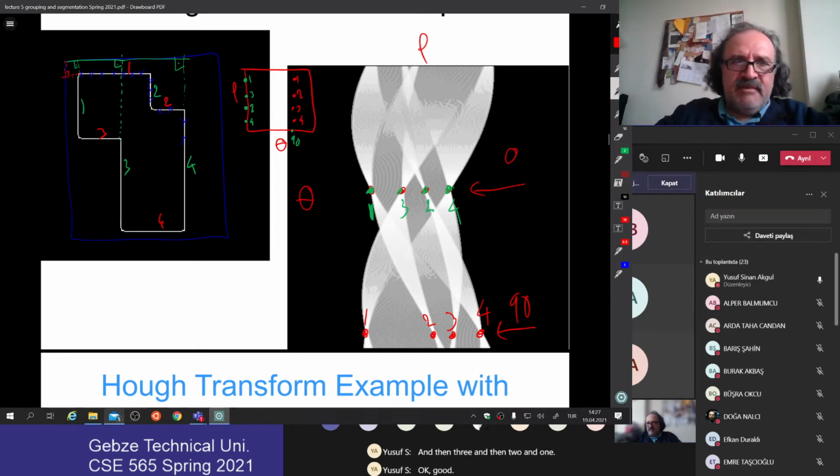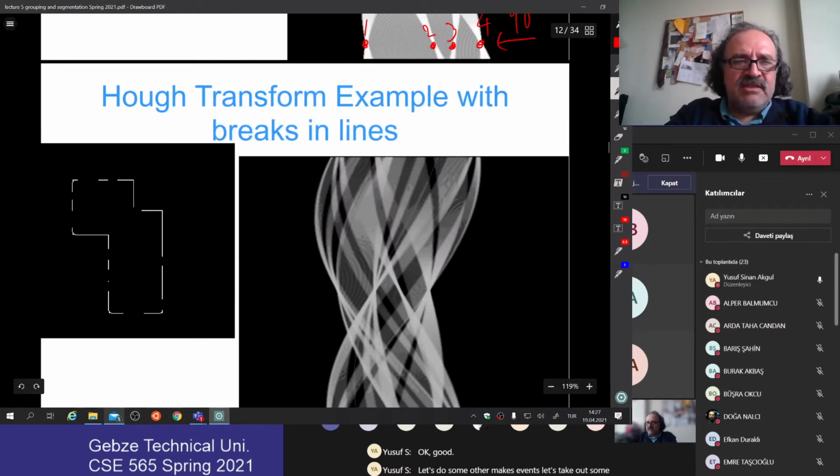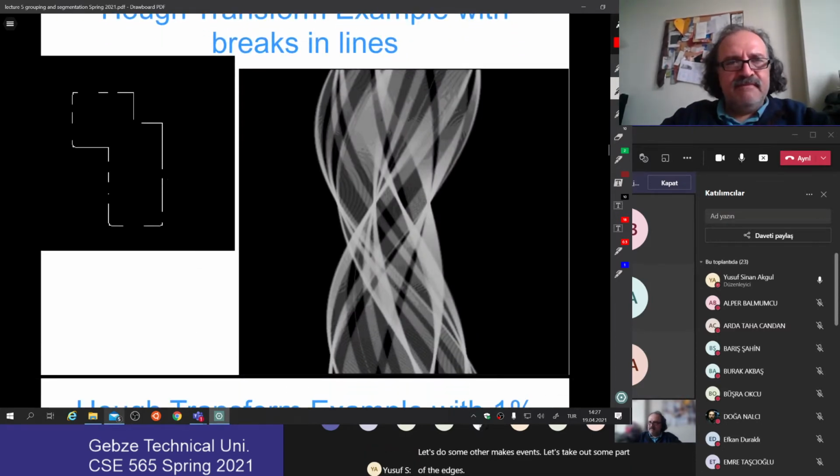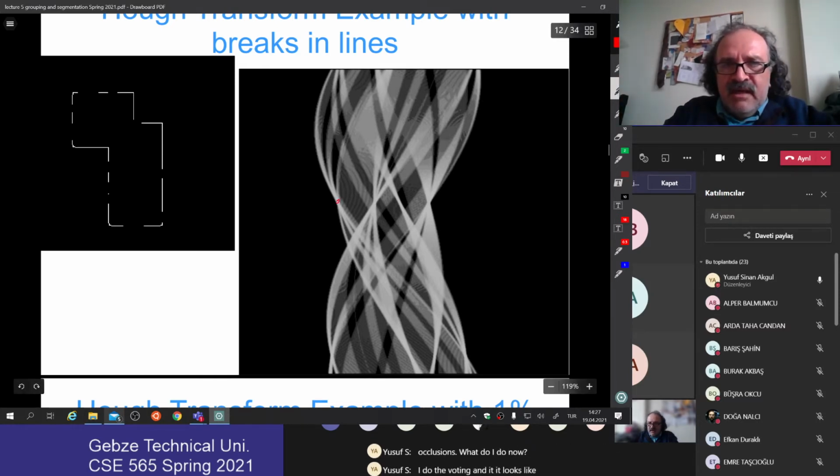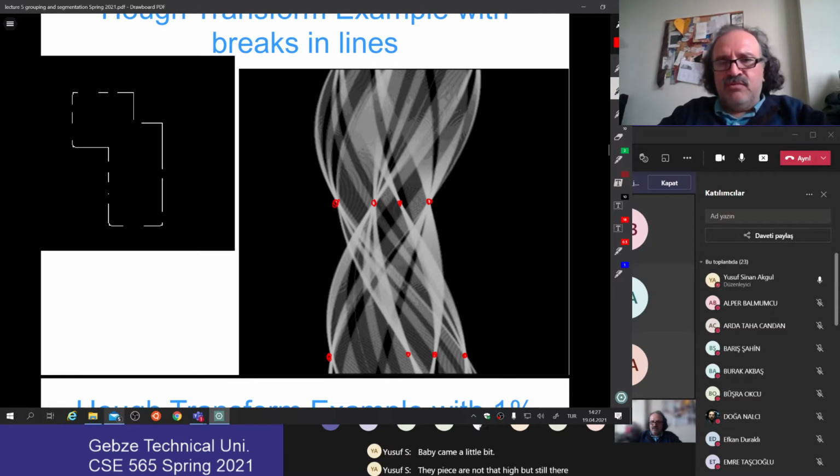Let's do some other experiments. Let's take out some part of the edges. I have this. Okay, so I remove some of the edges, so there are breaks, some occlusions. What do I do now? I do the voting, and it looks like my positions for the peaks did not change. Only they became a little bit smaller. Their peaks are not that high, but still they are peaks. It works. So it is exactly the same peaks.